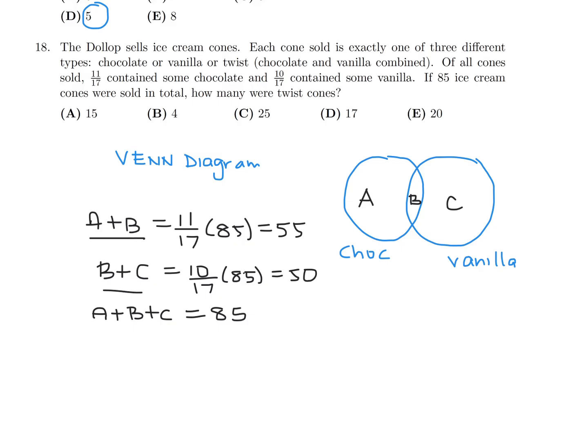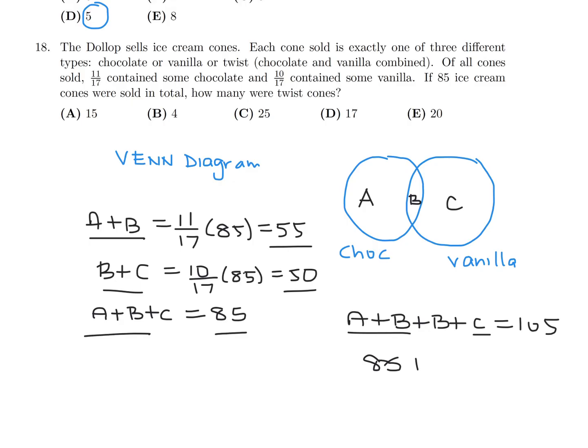If we add this guy to that guy, we have A plus B plus B plus C is 105. Now A plus B plus C, that's 85, so we can just put that in there. That just leaves a B, 105 minus 85, and therefore B is 20. And that is what they wanted. I had represented the twist cones with a letter B, so that's why it's 20. And therefore 18 is E.